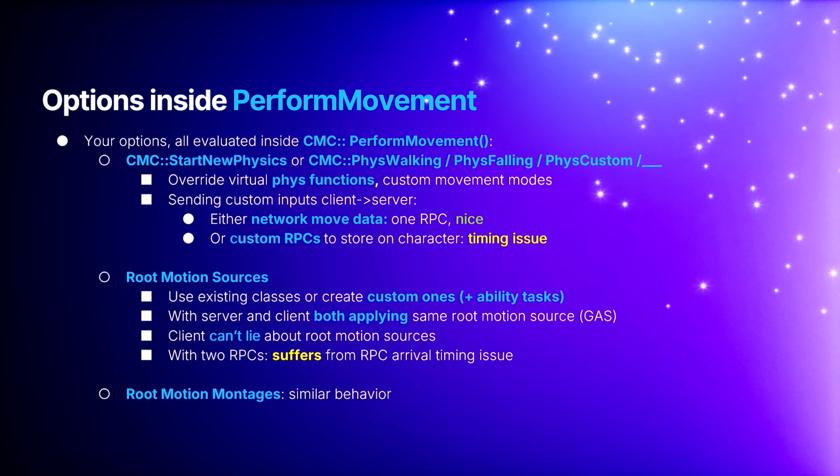You can also use root motion sources. The nice thing there is that Unreal provides some common ones already. Another nice thing is that because applying the root motion source server side cannot be done by the client, only indirectly by triggering the same ability, it's a bit harder for the client to lie about data and parameters. But again, the main issue there is that you are sending another RPC, so you are suffering from this RPC arrival timing issue.